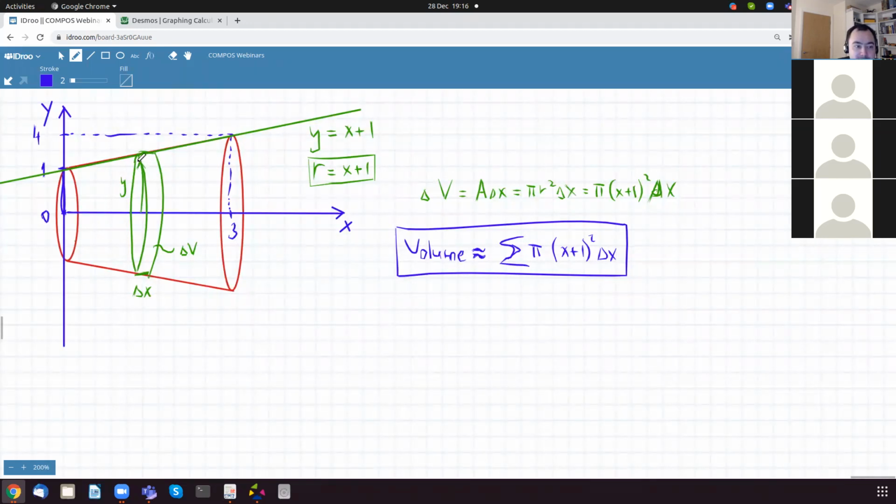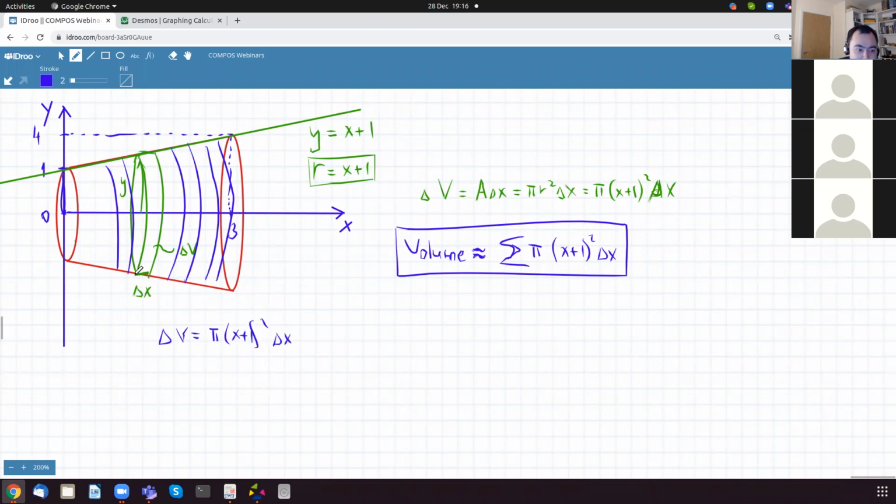Ed, Francis. So we are cutting. We have many of those cylinders, like thousands of cylinders like this, and each cylinder has a volume of delta V, which is equal to pi (x plus 1) squared delta x, and delta x is the width of the cylinder, the height of the cylinder. And then to find the total volume, we find the sum. So the volume is equal to the sum of those.